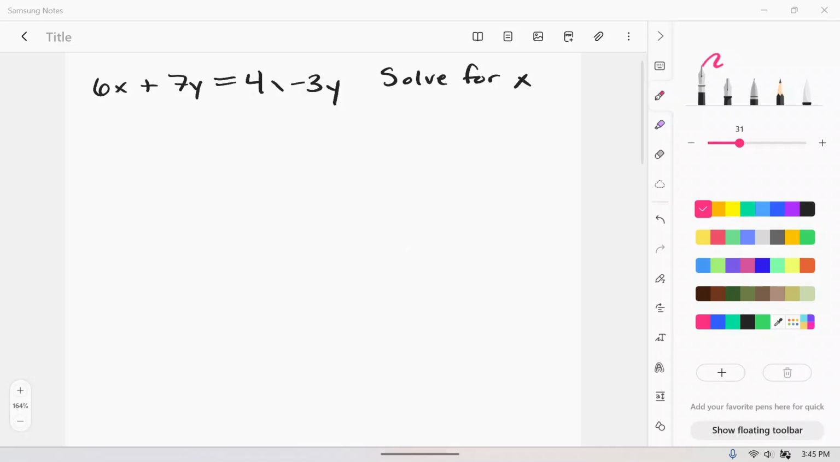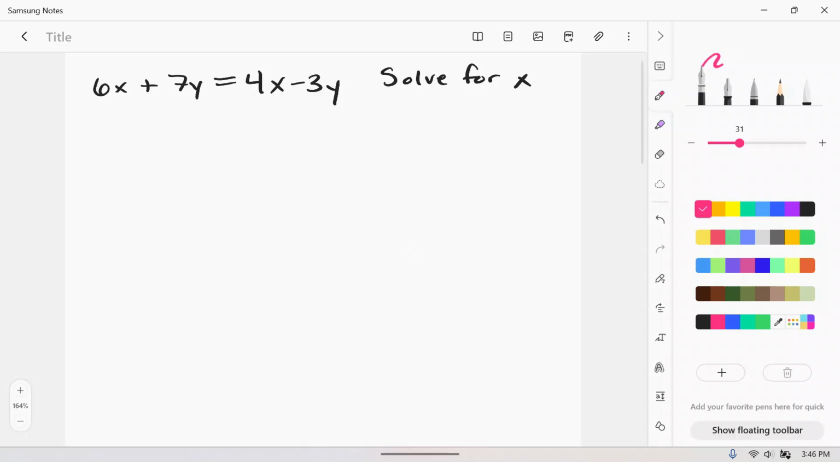In this example, our goal is to solve for x. We have the equation 6x plus 7y equals 4x minus 3y. So in this equation, we have both x's and y's, so we're not going to be able to get a numeric answer. We're going to get an expression that is in terms of both x and y. But by solving for x, our goal is to get x completely by itself.